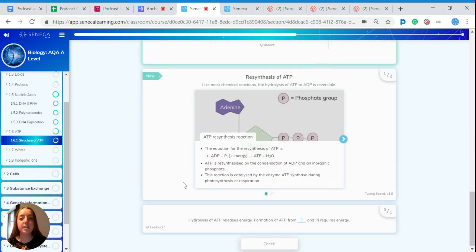Like most chemical reactions, the hydrolysis of ATP to ADP is reversible, so we can resynthesize ATP. The equation for the resynthesis of ATP is ADP plus Pi, which is inorganic phosphate, plus energy goes to ATP plus H2O, or water. ATP is resynthesized by the condensation of ADP and an inorganic phosphate. This reaction is catalyzed by the enzyme ATP synthase during photosynthesis or respiration.